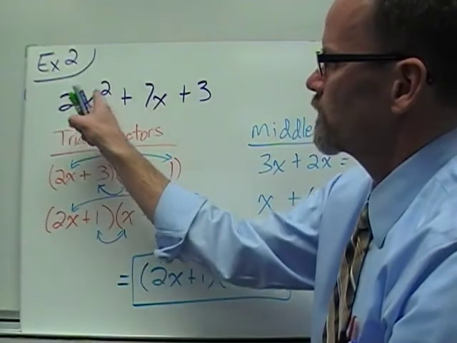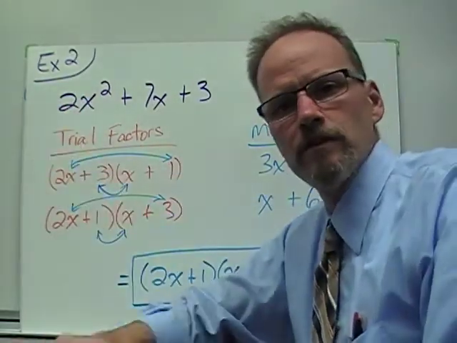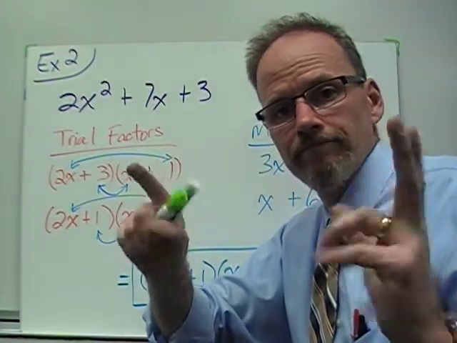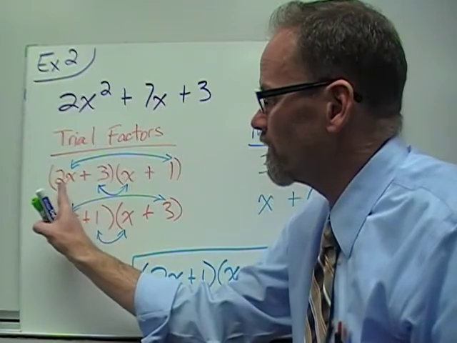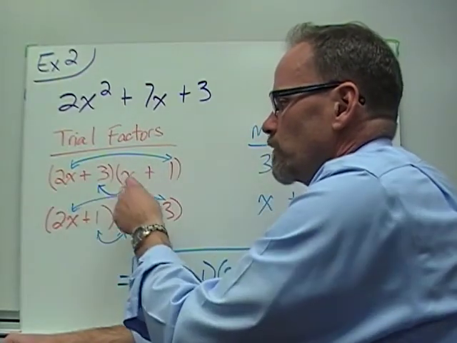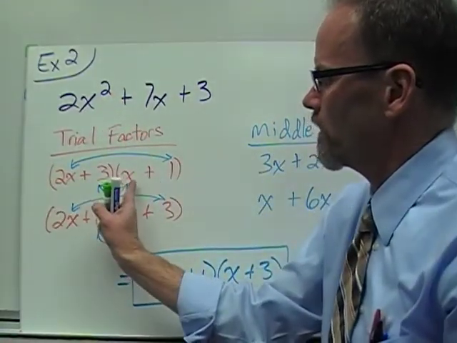And I look at this first term right here, 2x squared. Factors of 2 are 1 and 2. 1 times 2 is 2. So I'm going to have a 2x and a 1x. 2x times 1x gives you 2x squared. So that's where those came from.